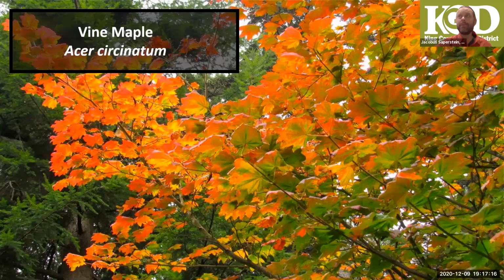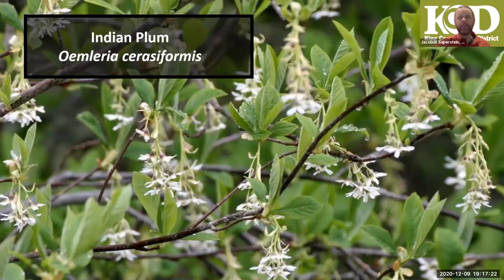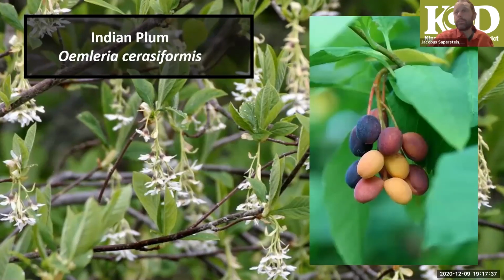Our native tree maple, which is not highlighted here, would be the bigleaf maple, which is a huge deciduous tree. Okay, moving on. Indian plum, Oemleria cerasiformis. I love this because it's the first thing to flower in the spring. We're talking mid-February, these white flowers start to come out. It makes a little plum that is actually edible. It's more seed than fruit, but it's there, and not too bad to chew on right off the vine if they're ripe enough.